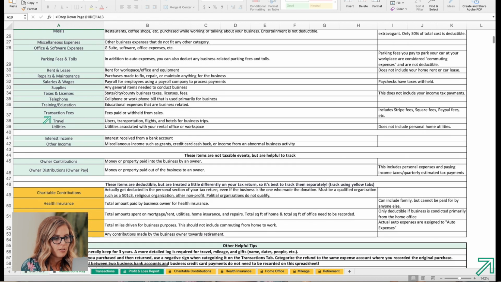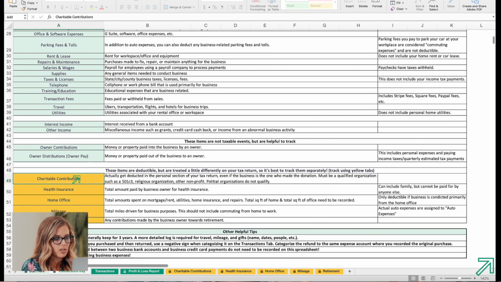There are a few down here that are not taxable events, but you are going to track them. So you'll see them on the drop down when you're categorizing your transactions. That's owner contributions, which is money coming into the business from you, and then owner distributions, which is you taking money out to pay yourself as the business owner.